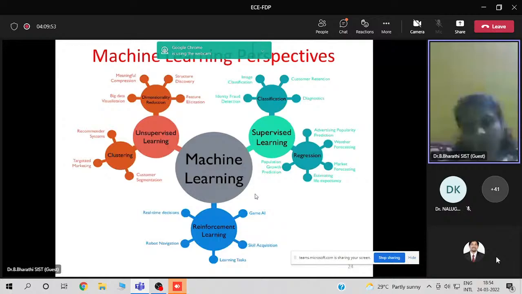When I take up the machine learning perspective at large, when I want to see the big picture, I can classify all machine learning algorithms into three types: supervised, unsupervised, and reinforcement learning. Whenever I have a problem of classification or regression, I will be using supervised learning algorithms. Whenever I have a problem of clustering or dimensionality reduction, I will be using unsupervised learning algorithms. Whenever I want to think more like a human being and improve iterative, progressively incremental tasks like gaming AI, robo navigation, and real-time decisions, I will be working on reinforcement learning. These are the major classifications, or major areas, of machine learning applications.